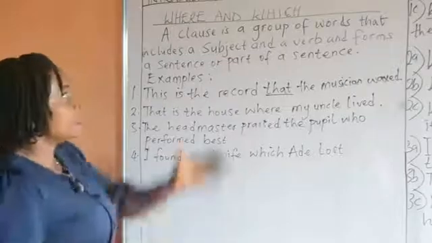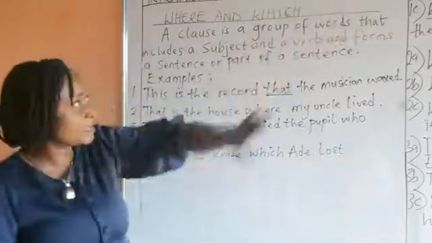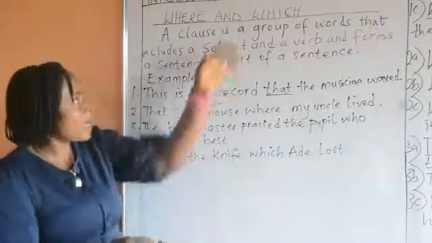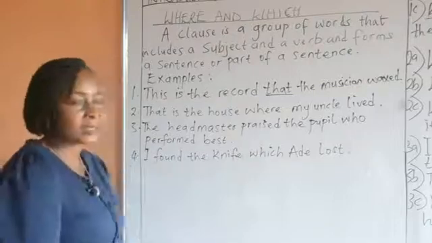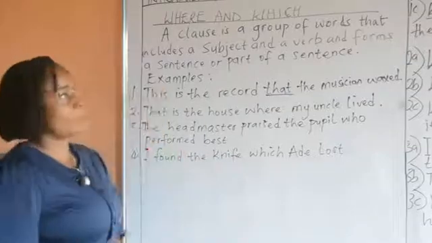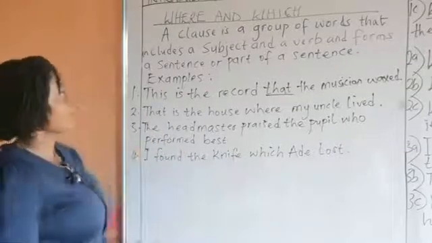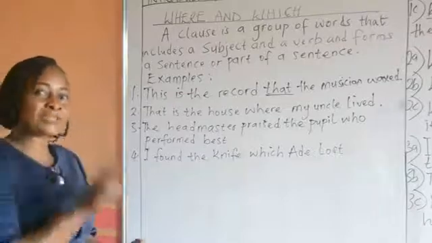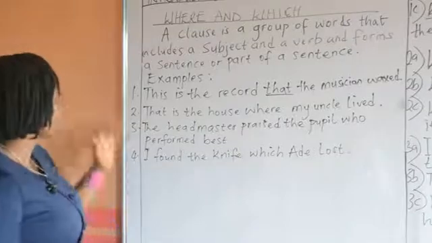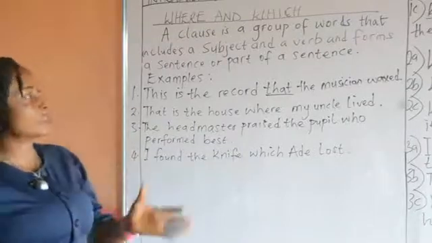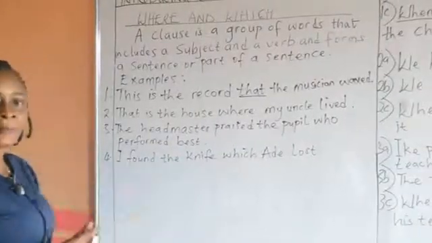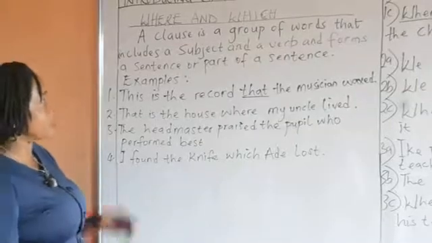Do you understand? The who is referring to a person, that can be used to refer to a person or a thing, where is talking of a place, and which is talking of either a place or a person. It can be used interchangeably with the word who, with the word that. But in a sentence, you look for the most appropriate, either the word that or the word which. So a clause is a group of words that includes a subject, a verb, and forms a sentence or part of a sentence. It's either a complete sentence or it's a part of a sentence.